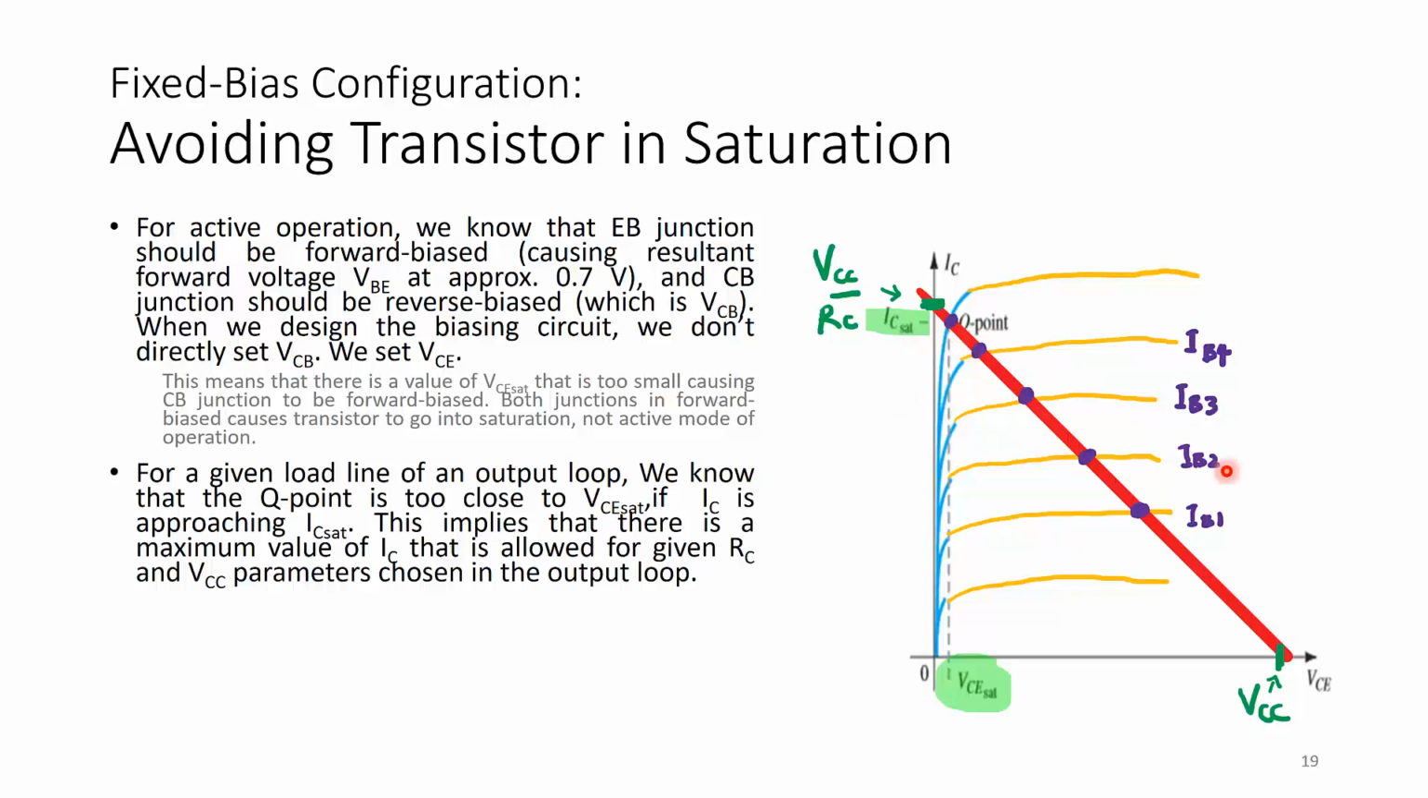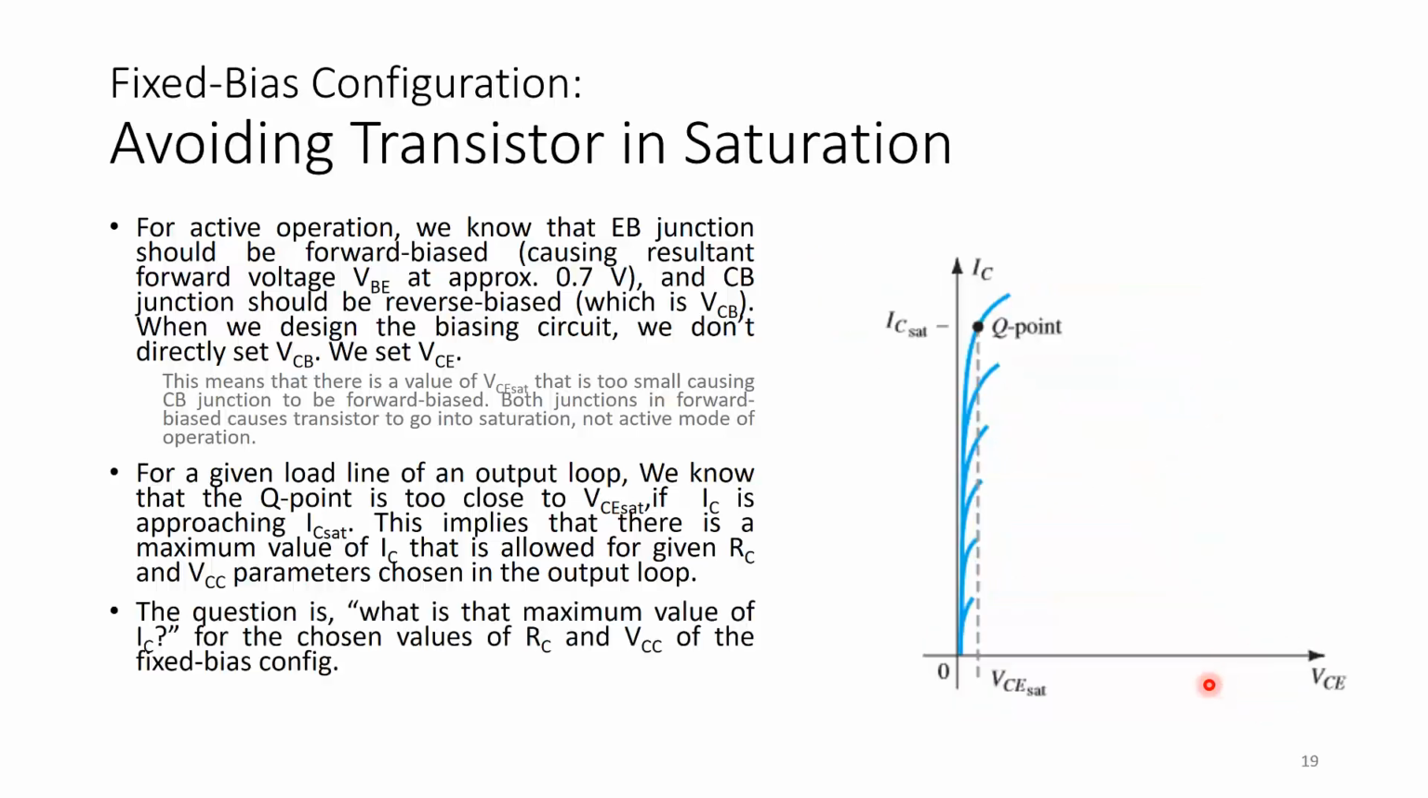But if you set IB too high, this would mean that your IC can be too high, which also means that the VCE Q point is decreasing, and it may go less than VCE set. This implies that there is a maximum value of IC that is allowed for the given RC and VCC parameters that have been chosen for the output loop. So the question is, what is the maximum value of IC for the chosen values of RC and VCC of the fixed bias configuration that you have decided?